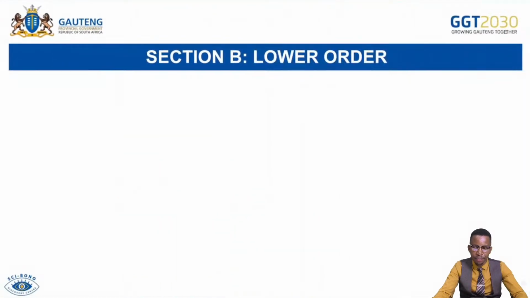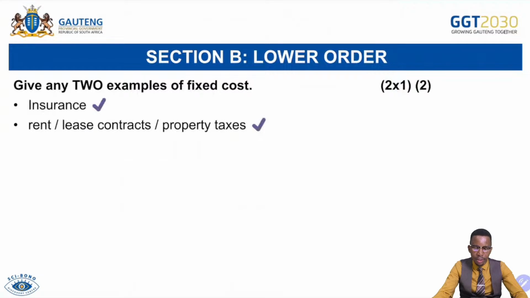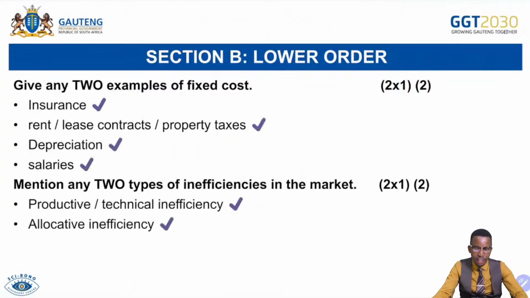Then we continue. Give any 2 examples of fixed cost. Talk about insurance premiums, rent, lease contracts, property taxes, depreciation, then salaries. And then mention any 2 types of inefficiencies that may happen in the market. We talk about productive or technical inefficiency, then allocative inefficiency, then we also have Pareto inefficiency.